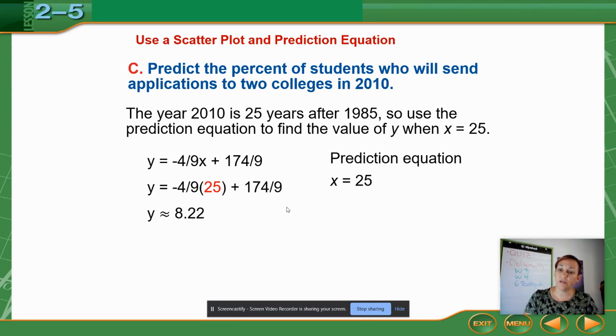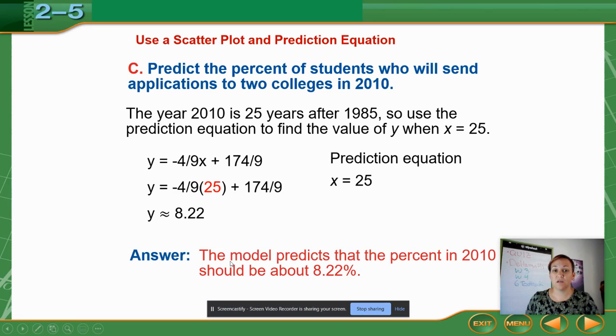According to the data that I have, and according to my prediction equation that I created, I think if the trend continues, that about 8.22% of students applied to two colleges in 2010. That's what I think happened based on the data that I was given.